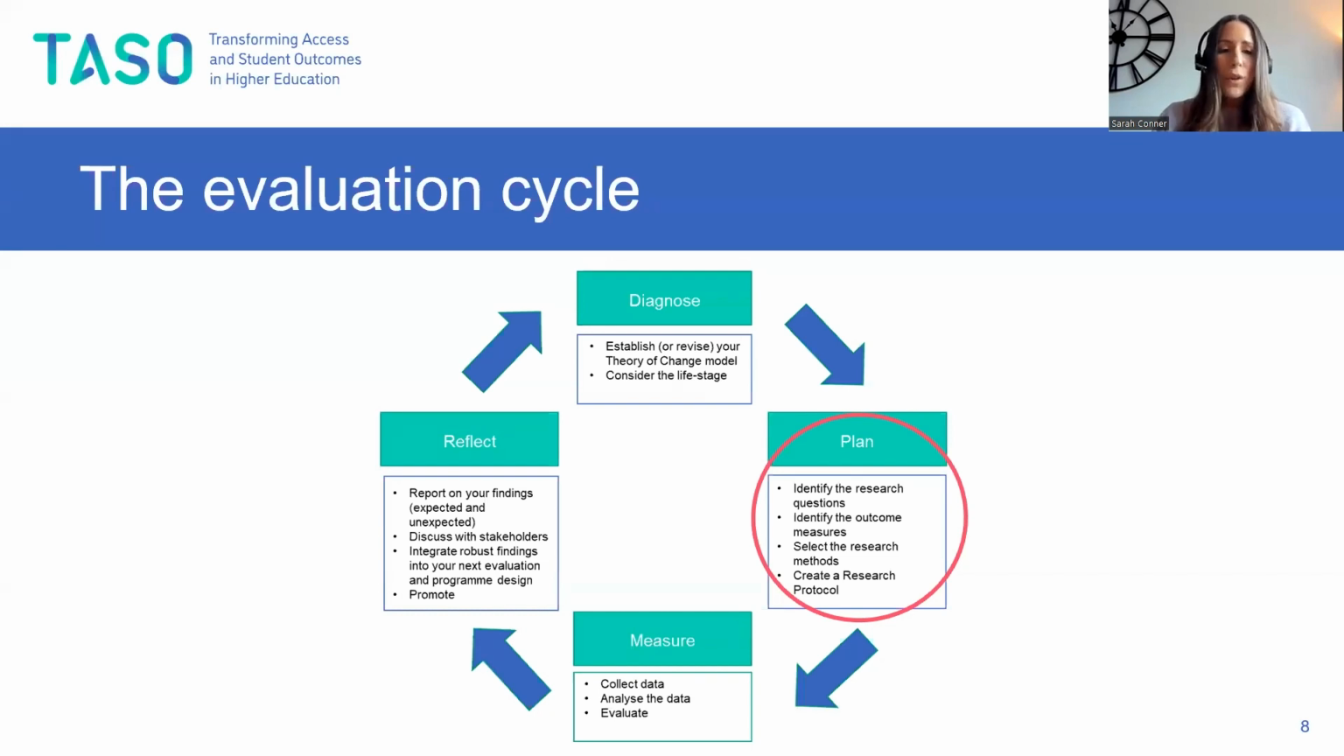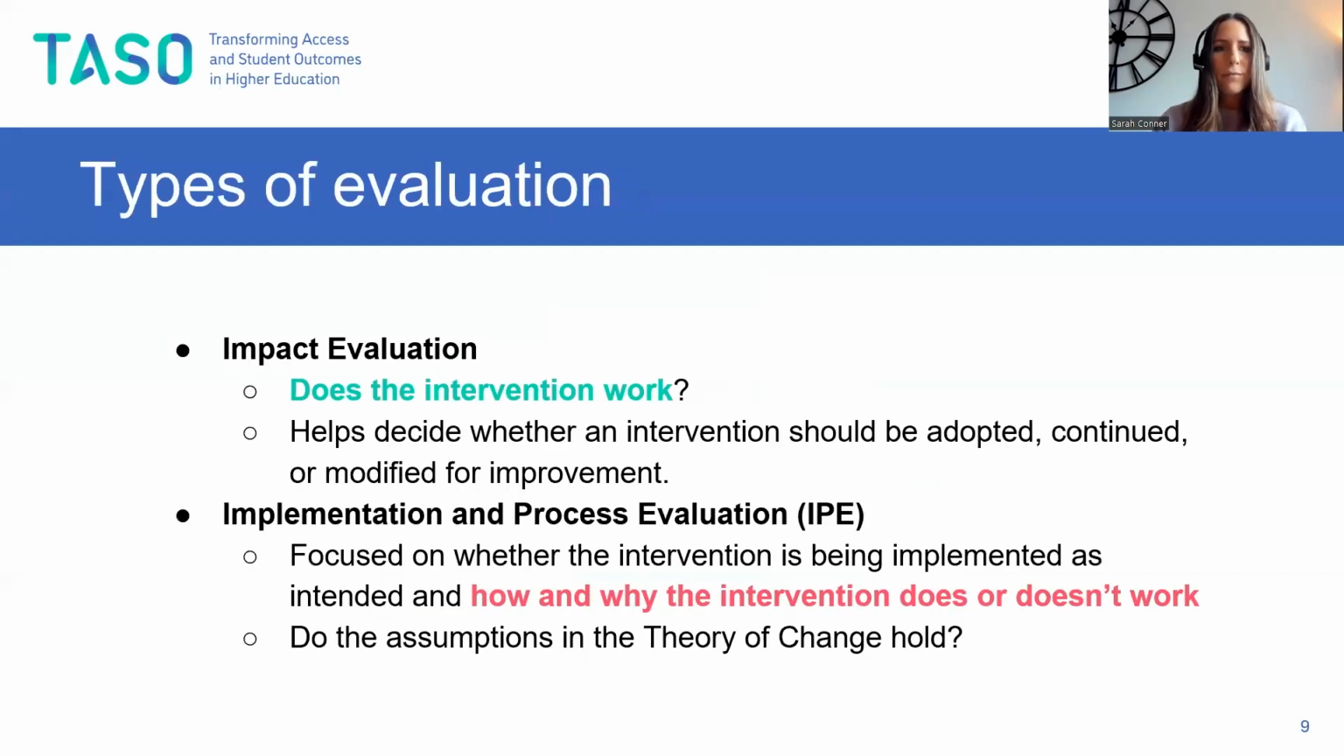And the next step on the cycle, you'd look at actually collecting that data and measuring impact, but we'll be remaining in the plan stage today. And there are different types of evaluation, which I really wanted to highlight to start with. You'll have an impact evaluation, which will tell you whether the intervention works or if it doesn't work. But this should be done alongside an implementation and process evaluation, an IPE. So these go hand in hand.